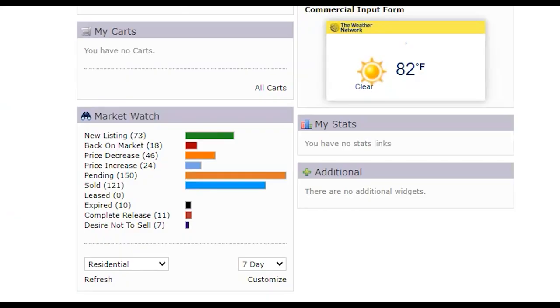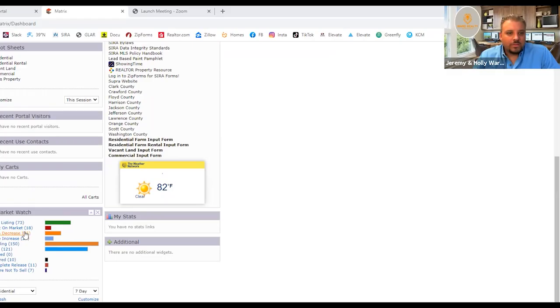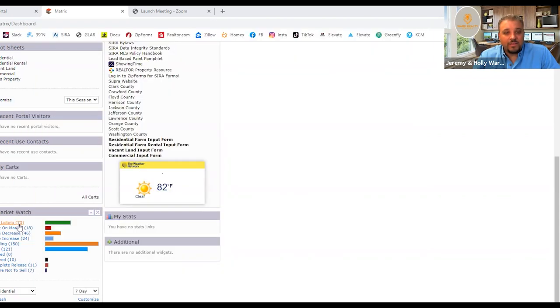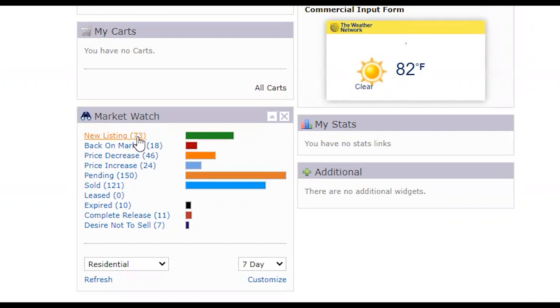As you see down here, this is the market watch from our board. Today we're going to go with the 7 days down here. In the last 7 days, this is what's happened. New listings, that is new product coming to the market, new homes and properties to sell. In the last 7 days, we've had 73 new listings. That's up a little bit from what we were seeing months ago. Starting to see a little more inventory come in.